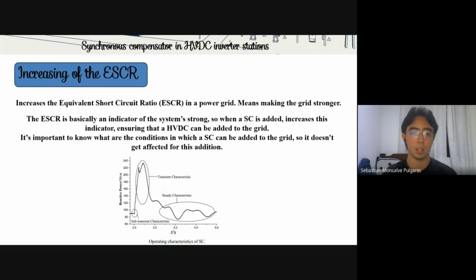However, adding a synchronous condenser does increase the short circuit current, because the device contributes additional current during faults. For this reason, it is necessary to ensure that the system, rotating devices, and circuit breakers can safely handle this higher fault current without exceeding their rated limits.